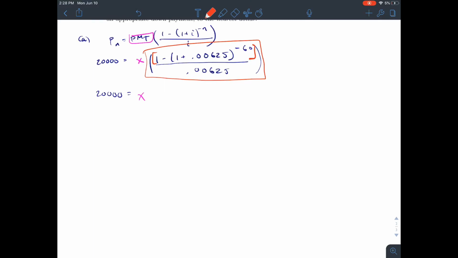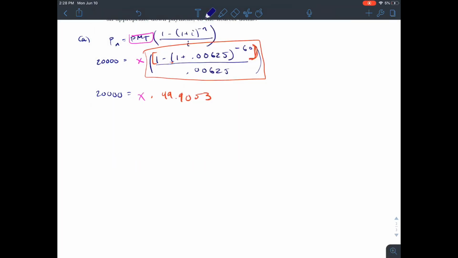You can't see it, but I'll read it as I type it in. Parentheses 1 minus, parentheses, 1 plus 0.00625, close parentheses, to the negative 60th power, close parentheses, so now we close this one, all divided by 0.00625. And that's just a number. That is 49.9053. And I'm taking it to 4 decimal places because it hasn't told me what to round to yet.